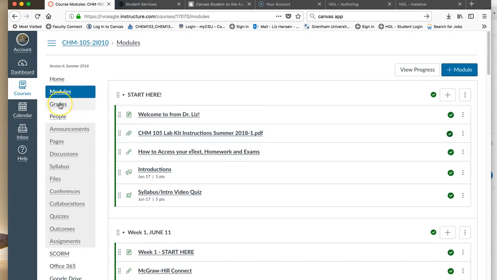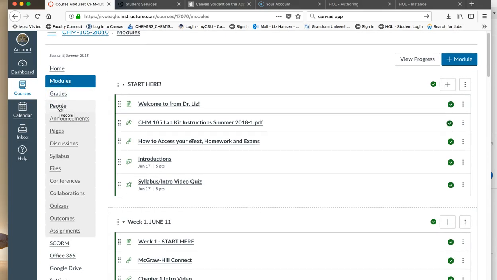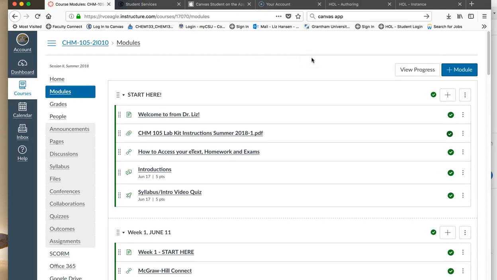All right, grades. If you want to see your grades, they're in the gradebook. And if you want to reach out to other people, you can do that there too. Otherwise, that's pretty much it.